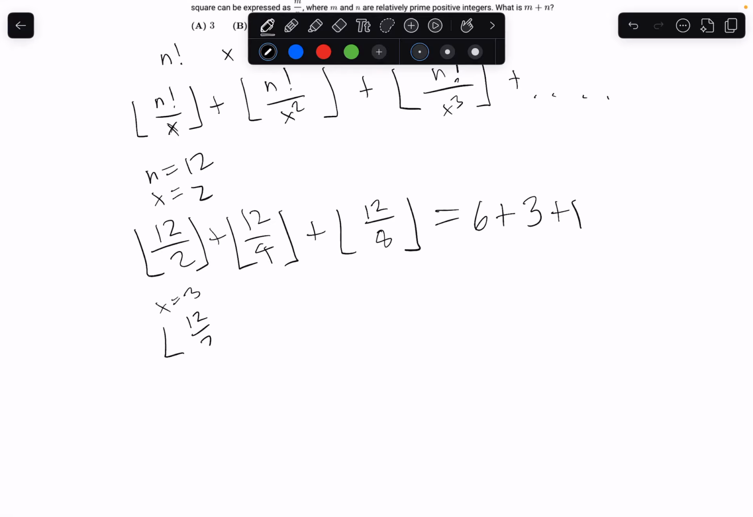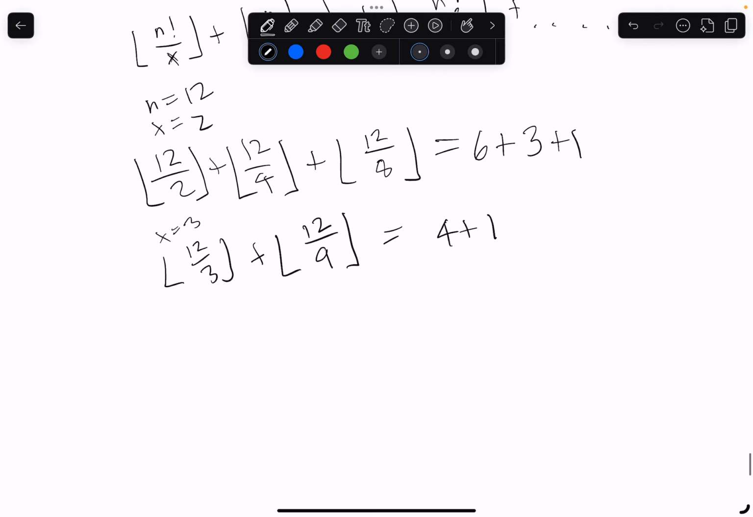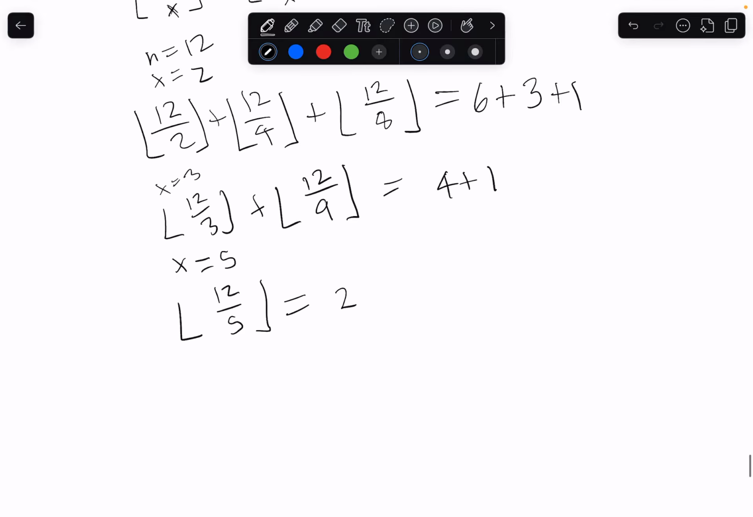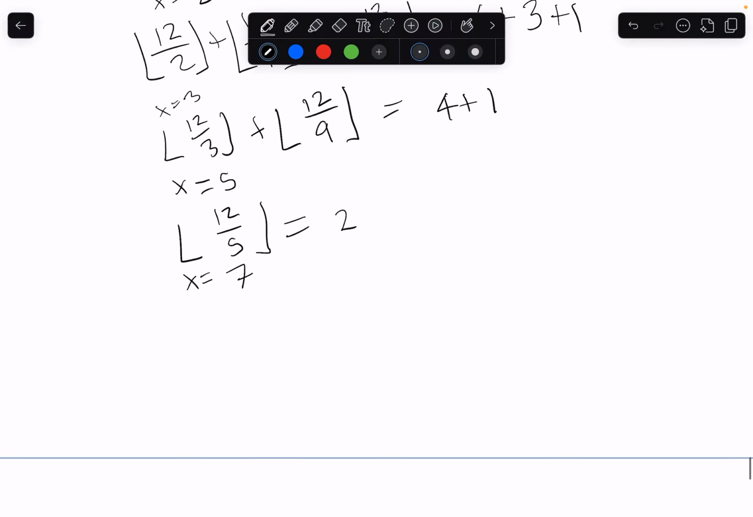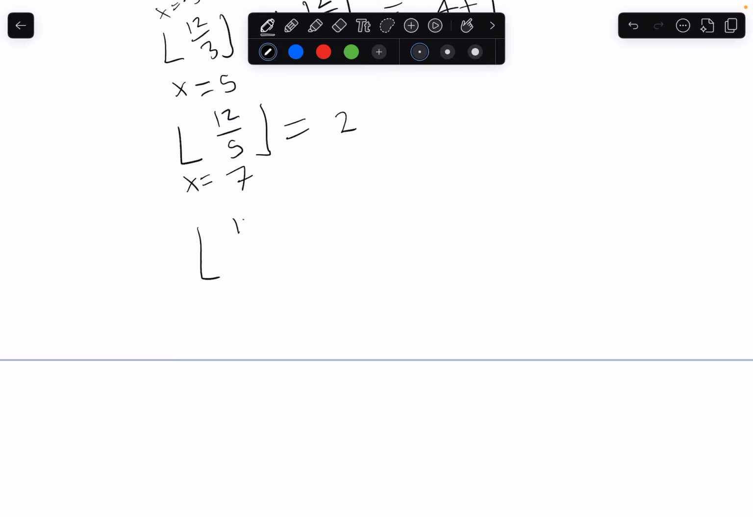Now let's go on to x equals 3. The floor of 12 over 3 plus the floor of 12 over 9 equals 4 plus 1, which means there are 5 factors of 3, since 12 over 27 is less than 1. Now x equals 5: the floor of 12 over 5, and 25 is already greater than 12, so this is just 2. Then x equals 7: the floor of 12 over 7 is 1. And finally x equals 11, and the floor of 12 over 11 is also 1.